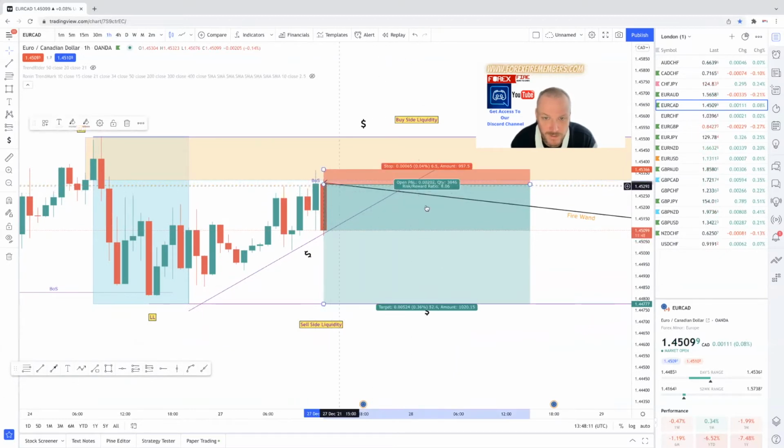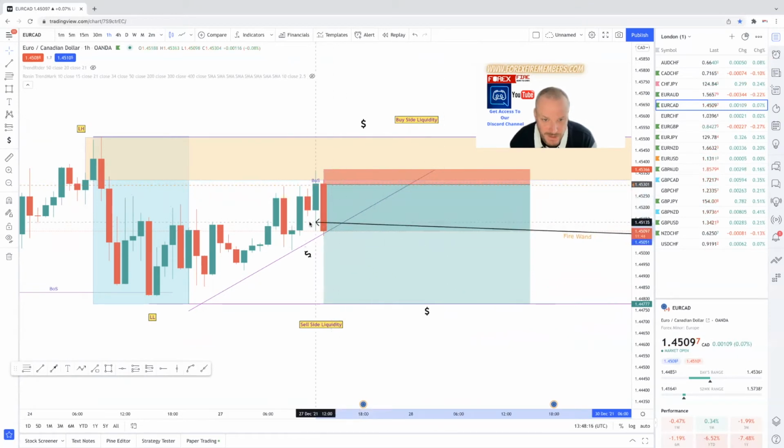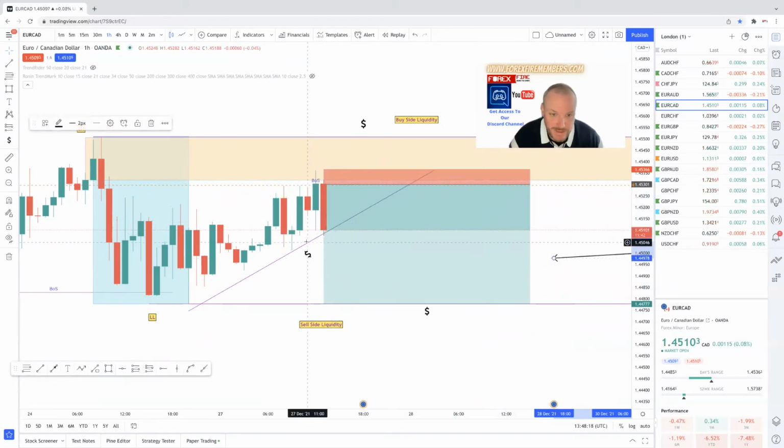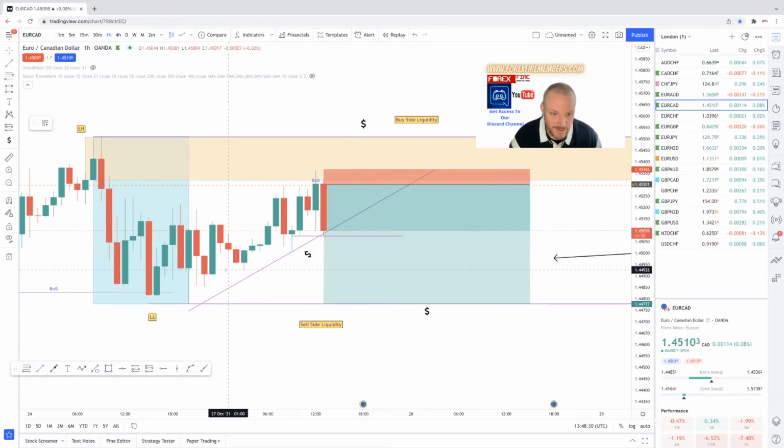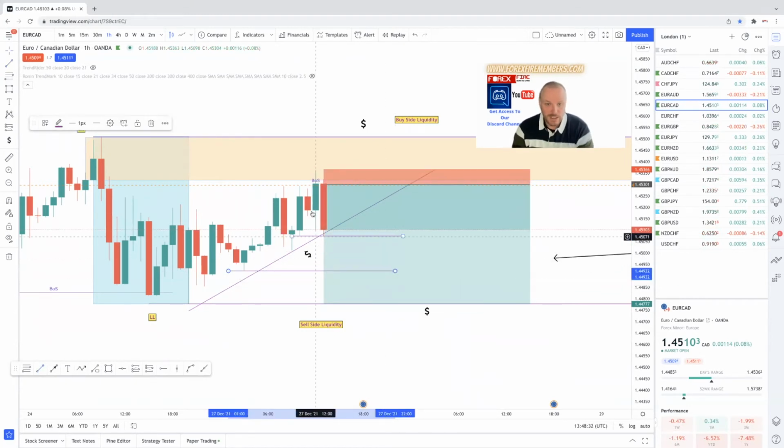Let's just get that sell side liquidity area, and you're going to take partials on the way down. So this is the idea. What you're going to do is, when you get to maybe this area, and when you get to maybe this area as well, these would be your TP1.